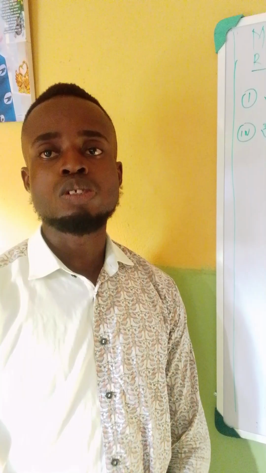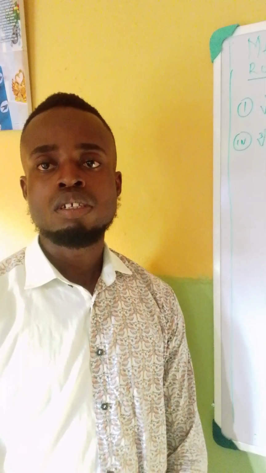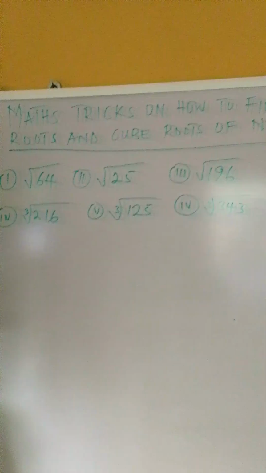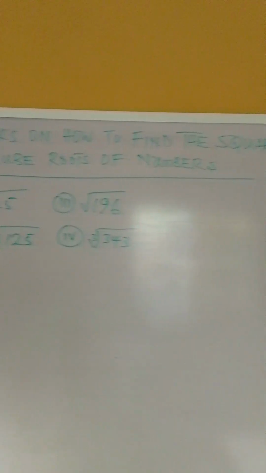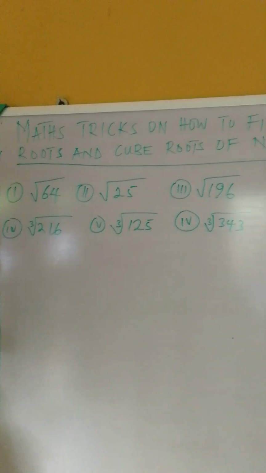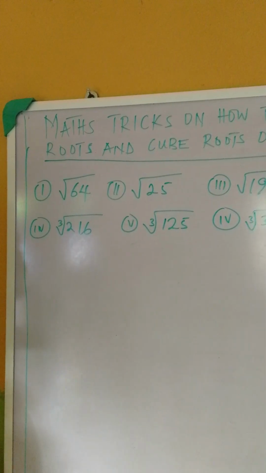Okay, so I brought to you a very short clip on mathematics tricks. Today we'll be looking at math tricks on how to find the square roots and cube roots of numbers. All right, so we have square root of numbers here and then cube root of numbers here.